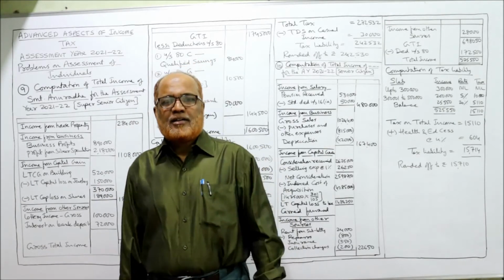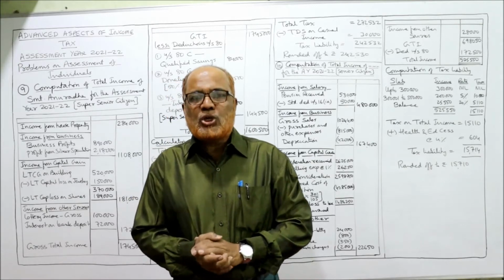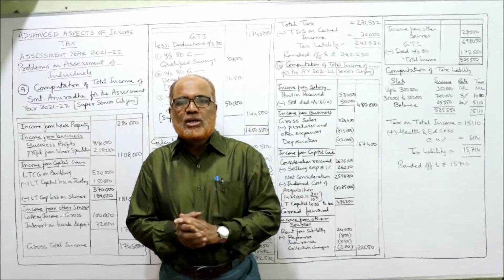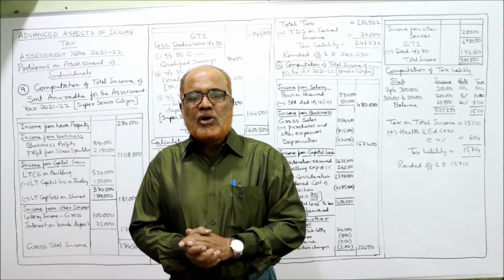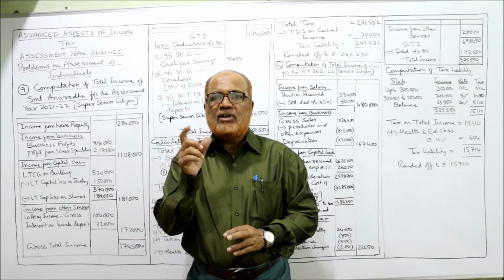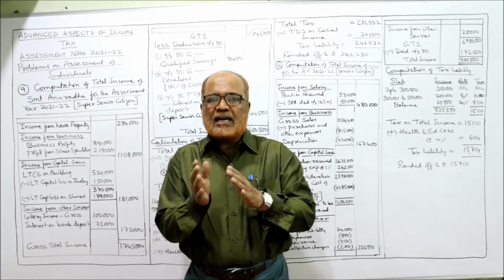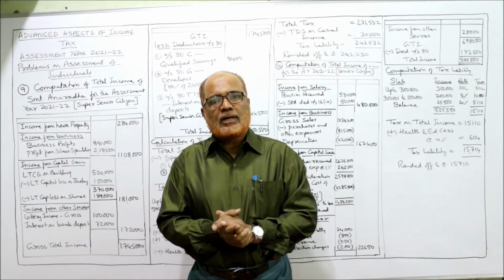I'm Hasham Ali Khan. Now this is the last and final video on computation of tax liability, that is assessment of individuals. So far, till the last video, I have completed 8 problems on computing the total income and tax liability of an individual. In this video I am going to complete the 9th and 10th problems. 10 problems are enough on computing the total income.